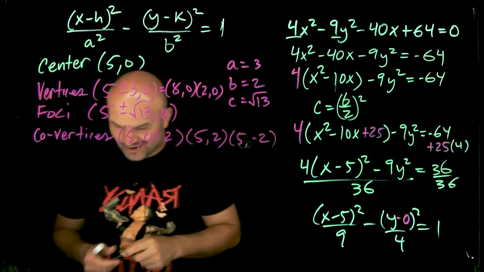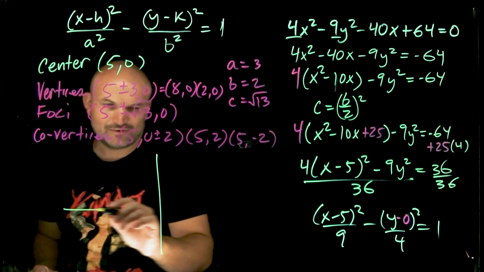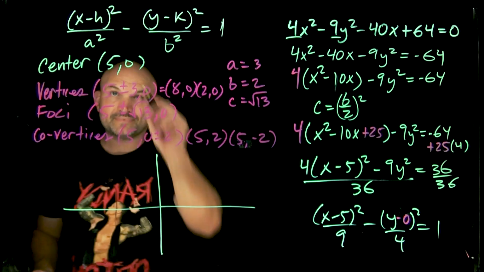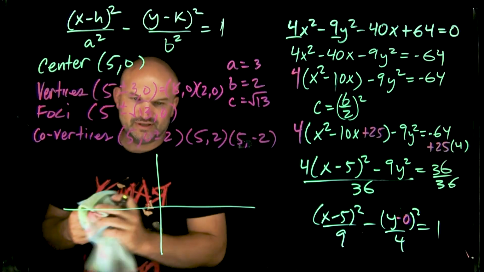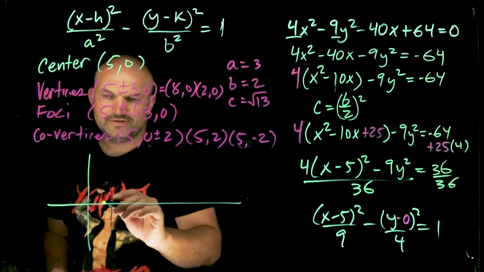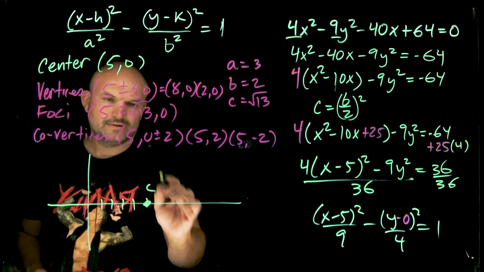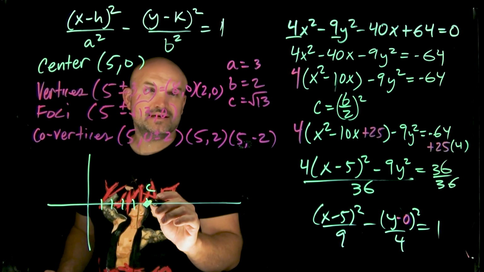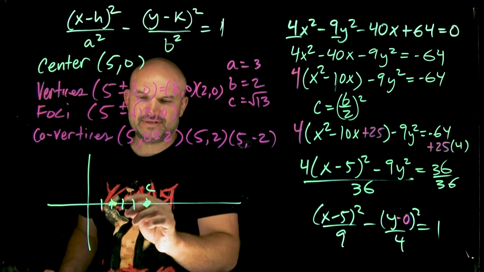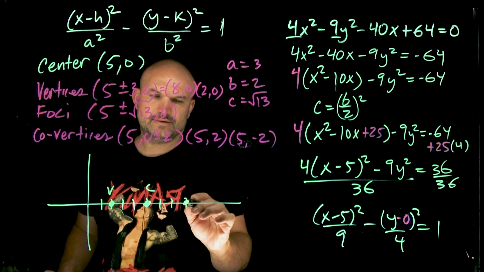All right, so now, I decided I just want to do the whole video all together, so let's graph what this thing is going to look like. We have a center at 5, 0, so we really don't need everything over here. So 1, 2, 3, 4, 5. All right, that is my center. Vertices are going to be 8, 0 and 2, 0. So 2, 0 and 8, 0. So 5, 6, 7, 8.